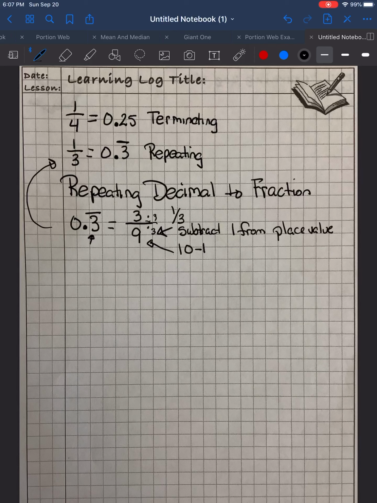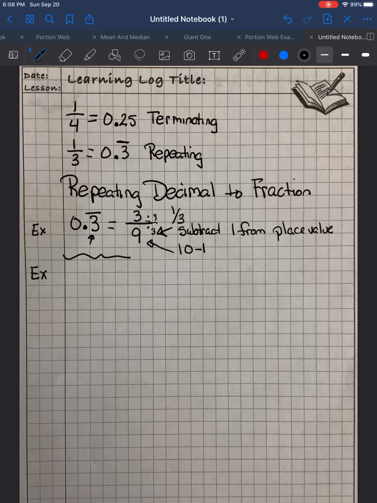Because I started with a third, and I got 0.3 repeating. So let me do another example of that. Okay, let's say, here's an example. Draw the line. I'm going to do another example.